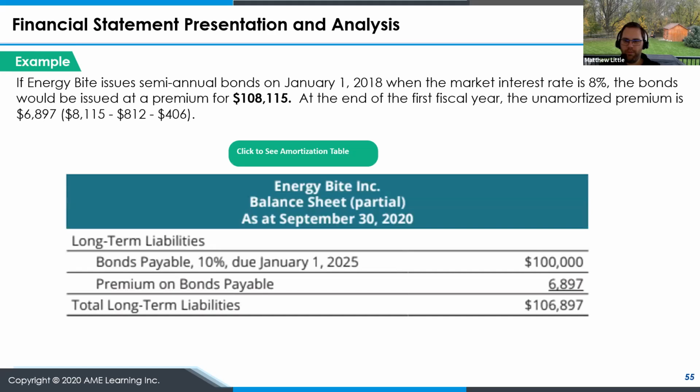If it's at a premium, you'll see the disclosure, bonds payable 10% when it's due. What's the premium? So our total long-term liability, or bonds payable in this case, would be $106,897. This is as of September 30th. Okay, so it's 9 months in.